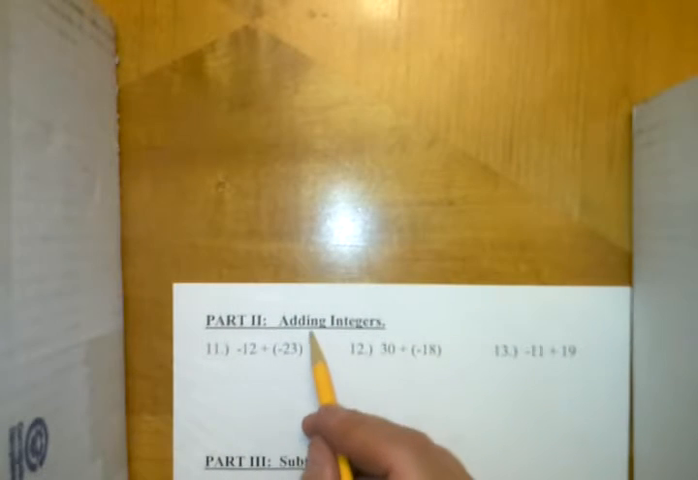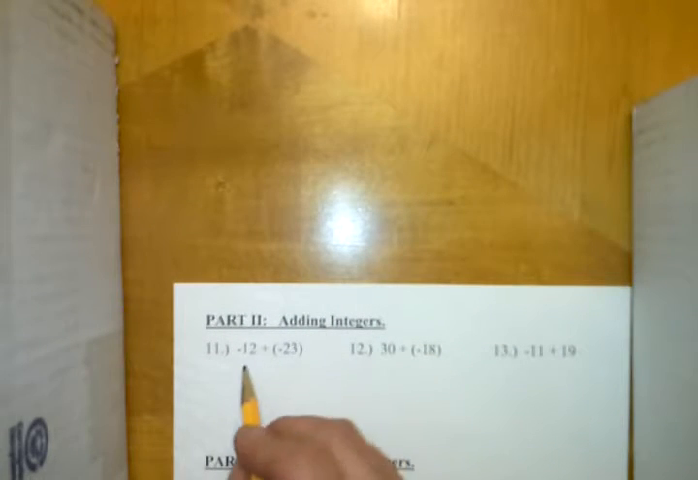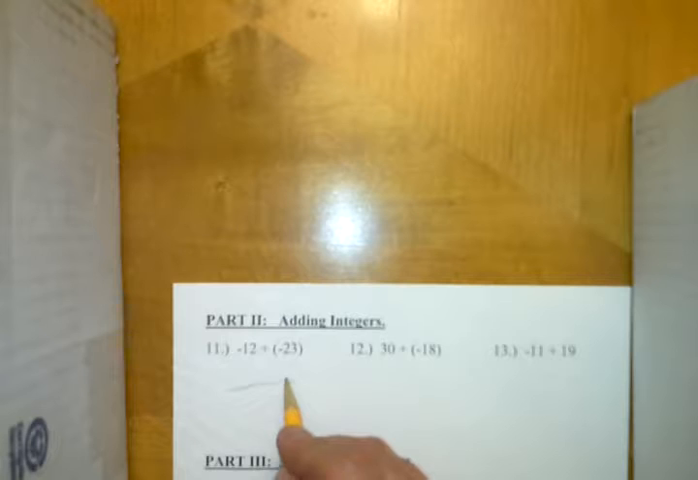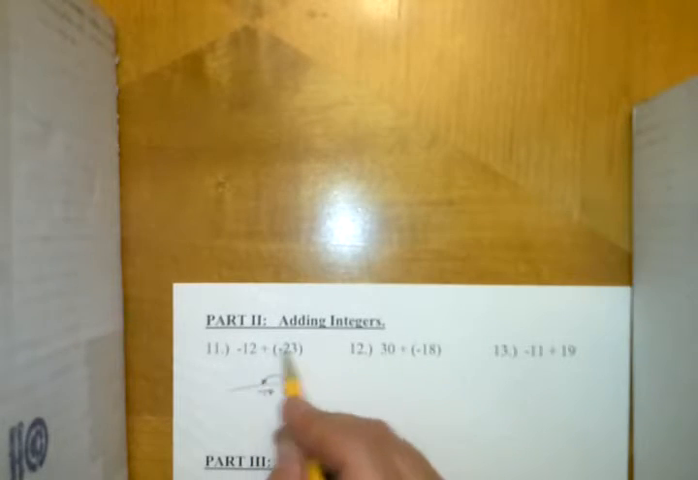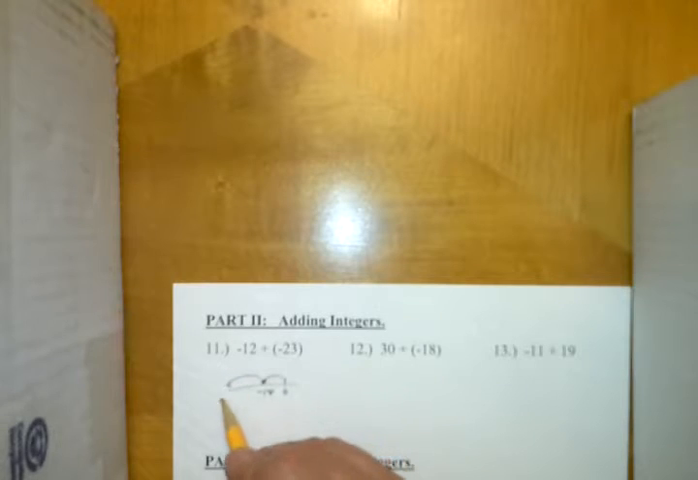Adding integers. Okay, when we add integers, remember we're going to make a mock number line. So 0, I'm going to go to negative 12. And then from there, I'm going to go negative 23 more spaces, which means they're going in the same direction. So I add them together, and that is going to be negative 35. This mock number line is just telling us which direction we're going.